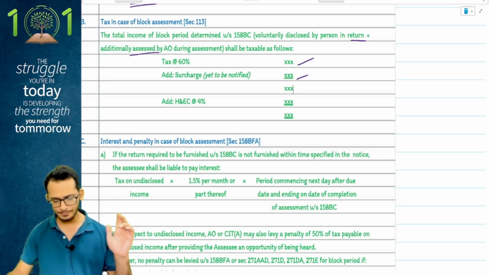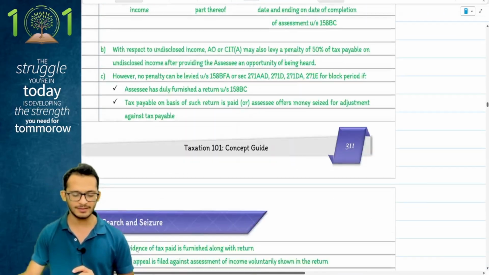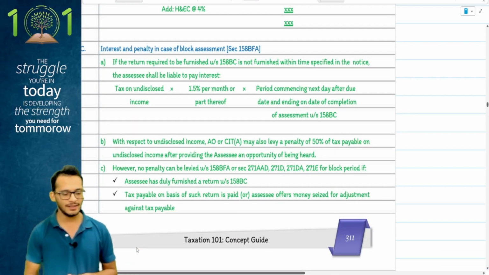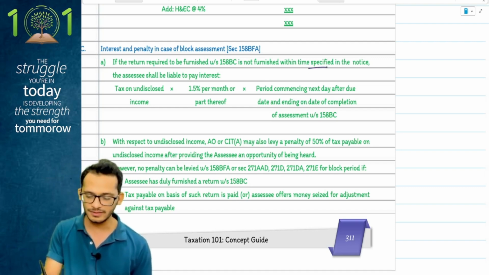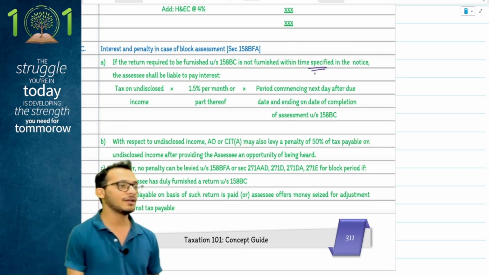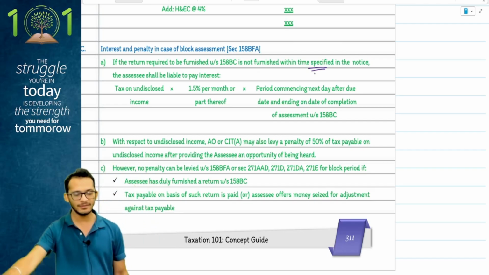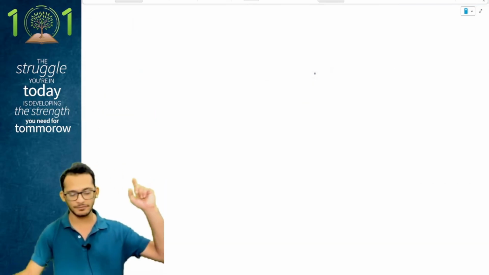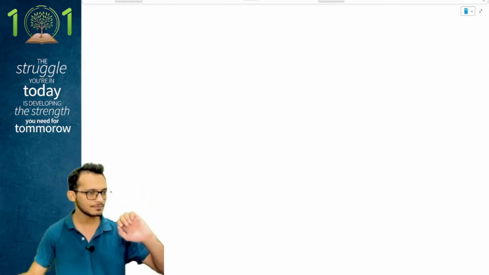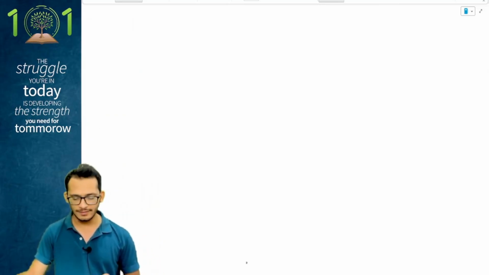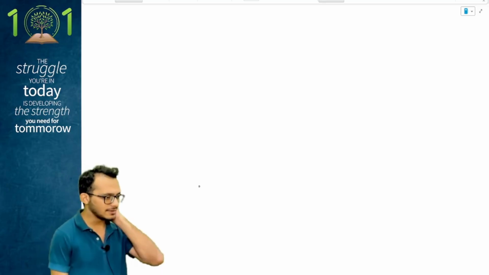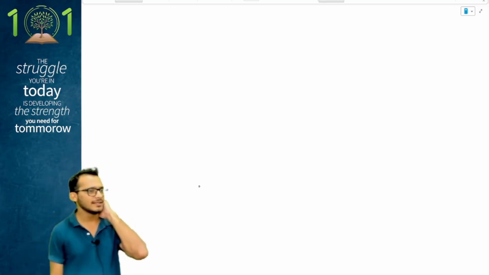A couple of things are pending, people. The interest and penalty part, where the Income Tax Act says if the return required to be furnished under 158BC is not furnished within the timeline specified. How much timeline did we give, people? For filing returns, it was 60 days, not exceeding 60 days, correct? In that 60 days, you file a return, great.